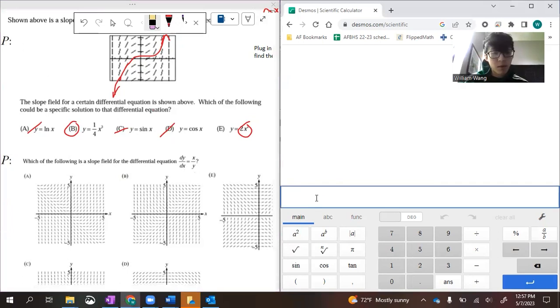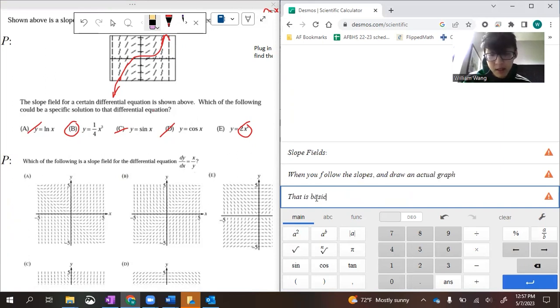Right, so remember, when you follow the slopes in a slope field and draw an actual graph, that is basically you drawing the particular solution. It's a specific solution to that slope field, and the slope field belongs to that differential equation. Hopefully that makes sense.